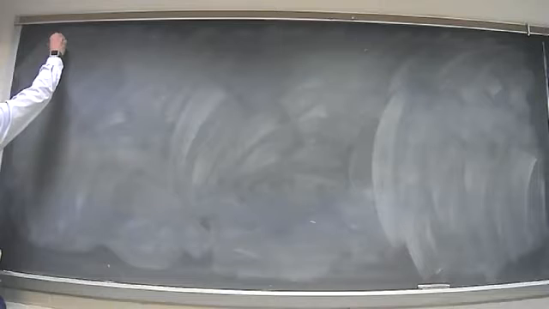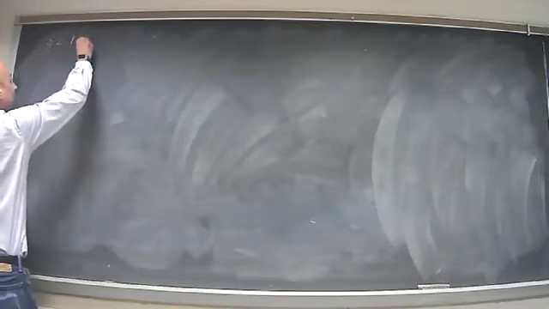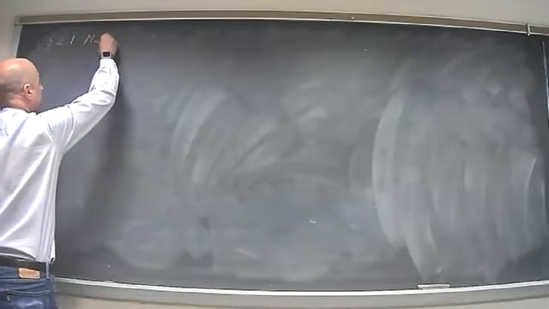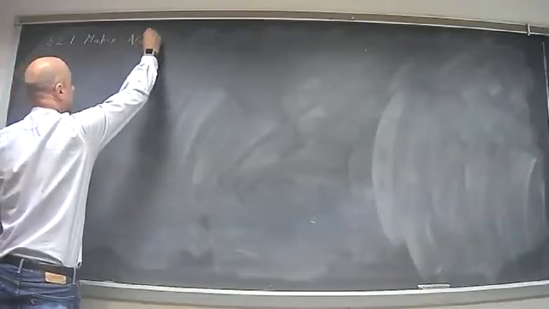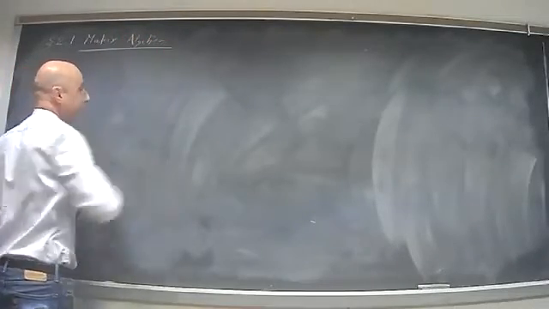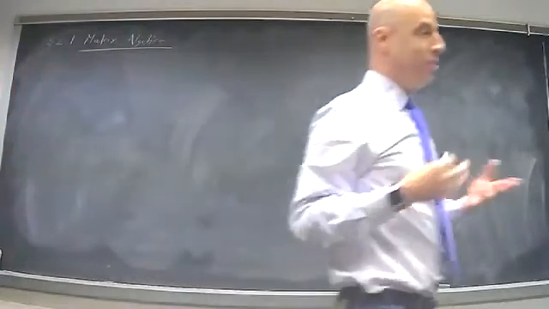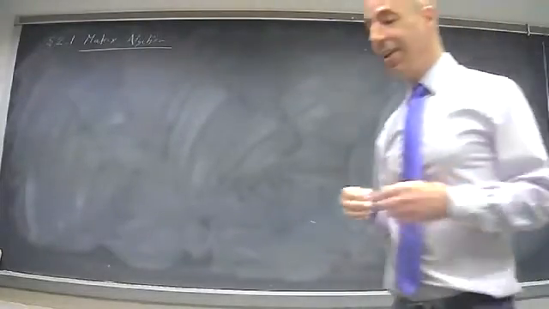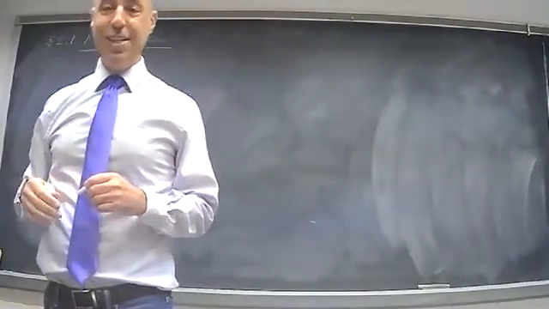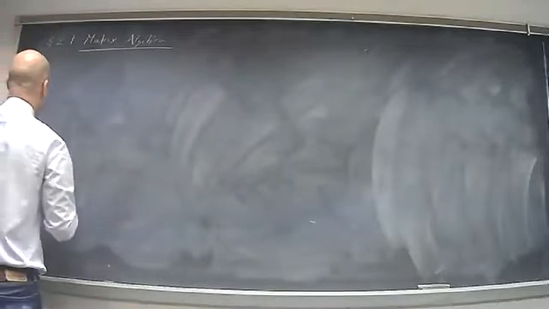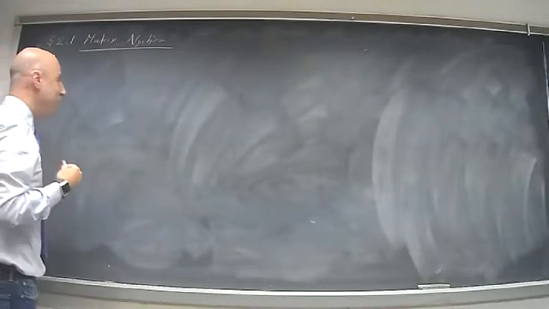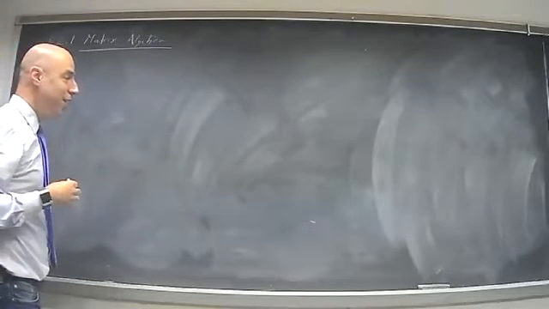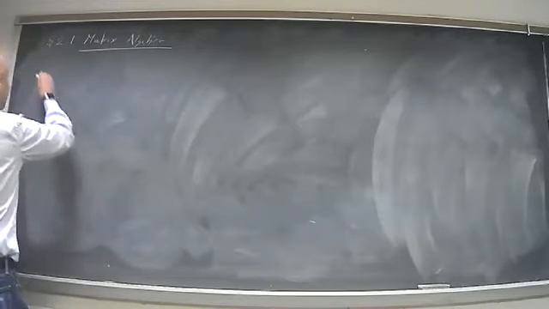Okay, looks like it is 10 o'clock. So I want to talk about section 2.1, matrix algebra. How do matrices interact with each other? Let's talk about the easy stuff first. There are several things you can do with matrices. One is scalar multiplication.